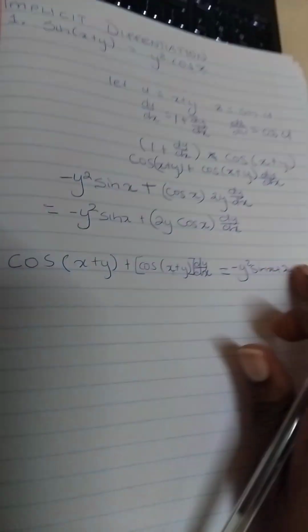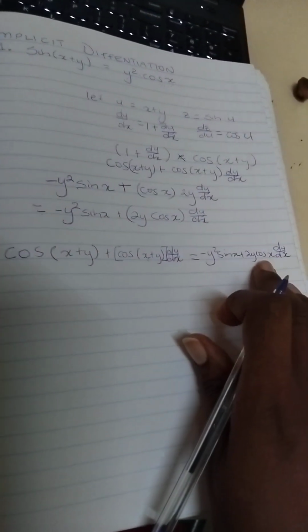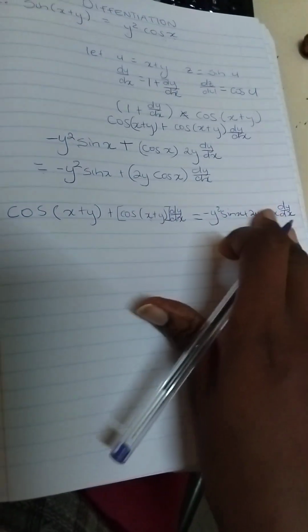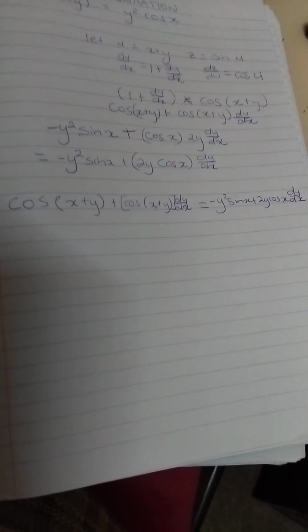Right, we have this. We have this, and we want to collect like terms and simplify. I'll give you a minute to do that.